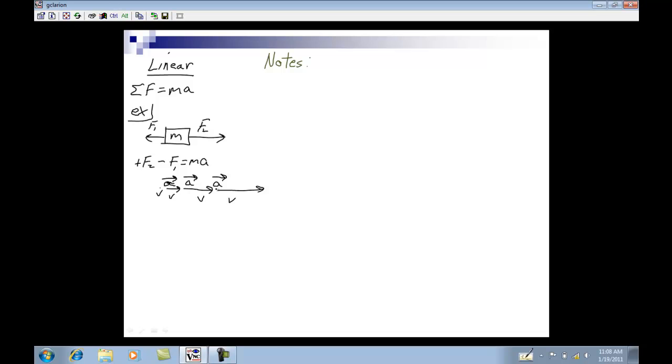And so if I were to solve this equation for the acceleration, it would simply look like this. I would take F2, subtract F1, and divide that by the mass. So does that all look familiar? All stuff we've done before, right? Okay, so that's what Newton's second law looks like in the linear or translational world.